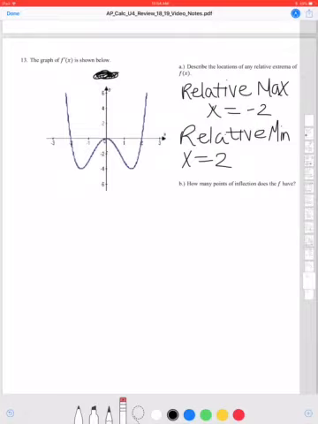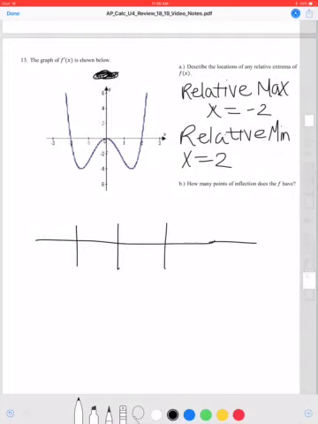Alright, well, point of inflection is when the second derivative changes sign. The second derivative. So let's use this graph of the derivative to talk about the sign of the second derivative. Alright, so let's see, the second derivative is going to be negative here because the graph is decreasing.